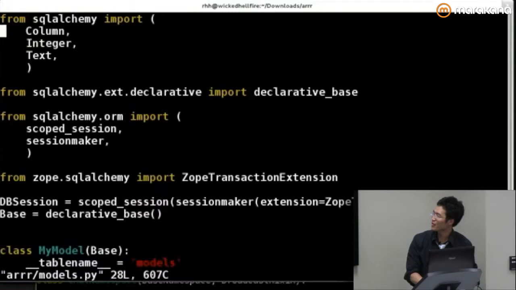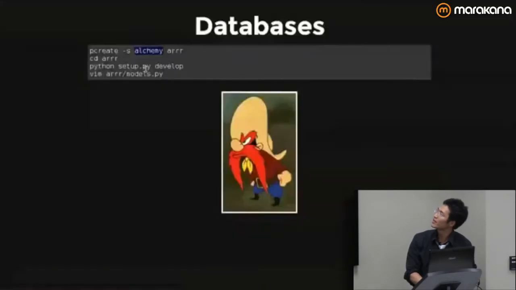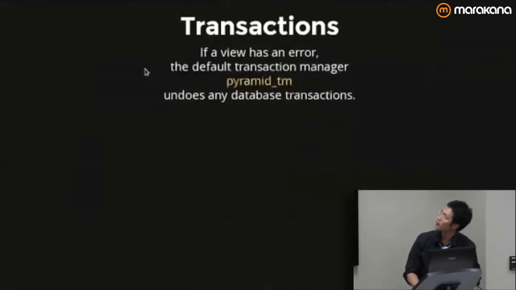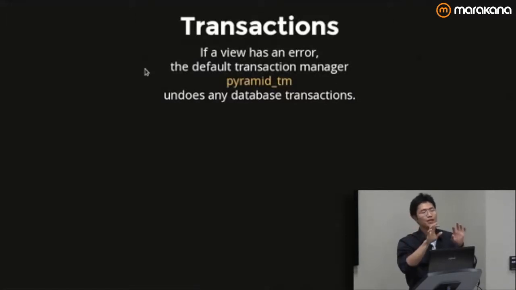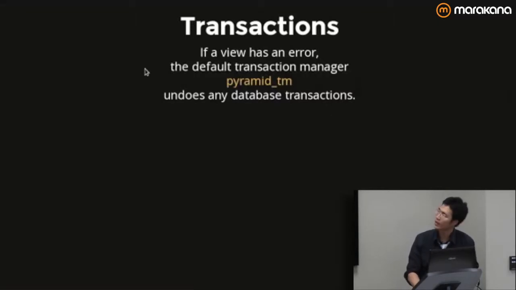Okay, so models. Mostly that's what you need to know. By default, it includes a transaction manager, and you don't have to do anything. That means that if your view fails with some exception, it doesn't commit at the end. It'll roll back any database transactions that you had in it. If you write an outside script, which I'll show you soon, you will have to use the transaction manager explicitly.